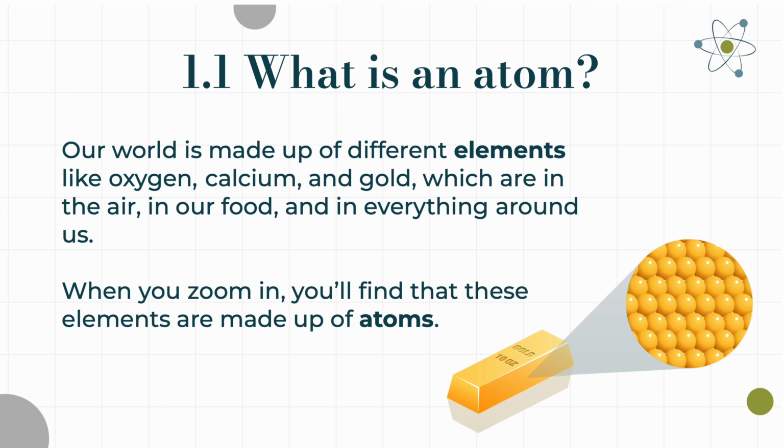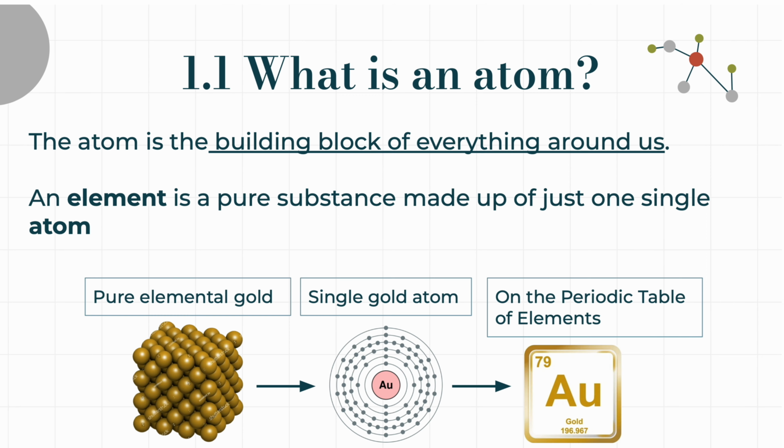Our world is made up of different elements, like oxygen, calcium, and gold, which are found in the air, in our food, and in everything around us. When you zoom in, you'll find that these elements are made up of atoms. So, an atom is the building block of everything around us, and an element is a pure substance that is made up of just one single atom.